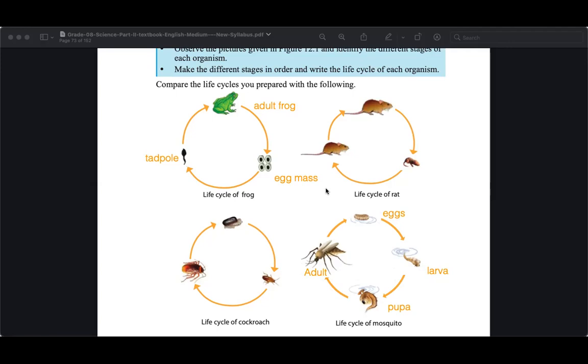Okay, what about the cockroach? Here again, eggs, right? They also lay eggs. You can say one or multiple eggs, so sometimes there are many. Then the nymph, and the adult cockroach. No need to write down all that.